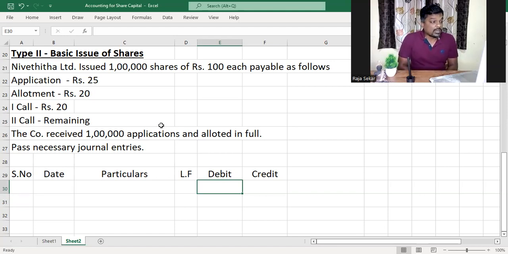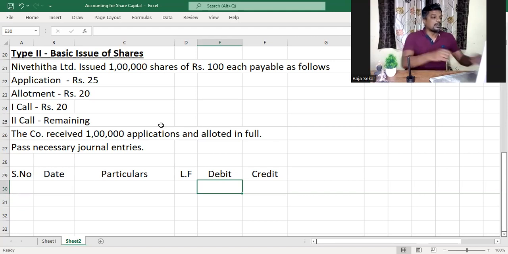The company received 1 lakh applications and allotted, which means the company invited the public to subscribe for 1 lakh shares and the public subscribed to 1 lakh shares, exactly equal. And we allotted 1 lakh shares to all the applicants. Now we need to pass a journal entry.